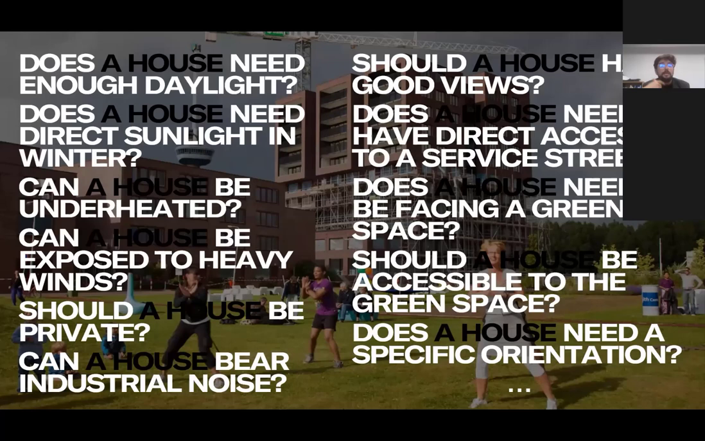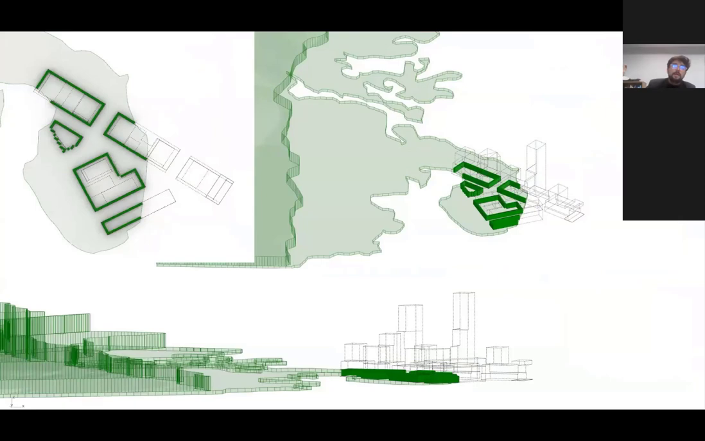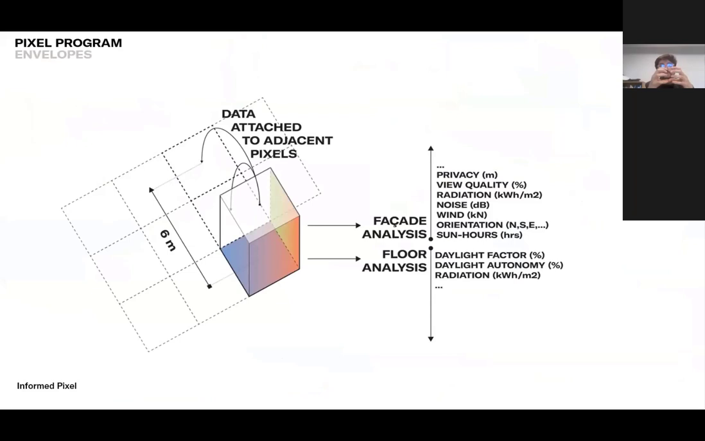Does a house need direct sunlight? Does a house need to be underheated, overheated, heated by the sun? Can it be exposed to certain winds? Can it be exposed to certain noise pressures and these kinds of things? And using this computational thinking, we analyzed with open source tools, mainly Ladybug, or Procedural for wind, or even taking the maps from the municipality, bridging GIS to geometry using Grasshopper, creating these noise clouds.